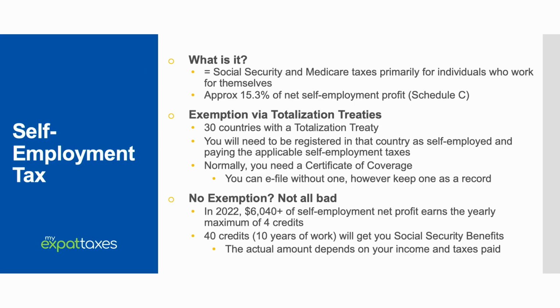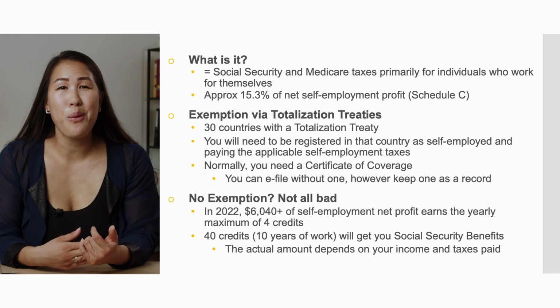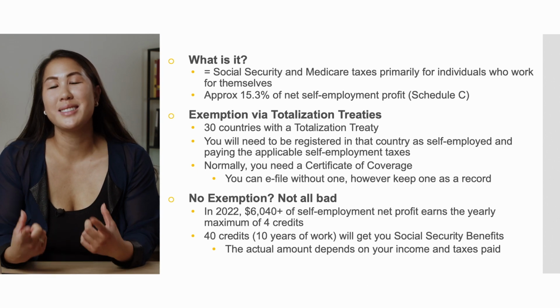So in order to claim the Totalization Treaty, it's a bit tricky because what you'll need is something called a certificate of coverage, which is notoriously hard to get. If you go to the local authorities in Germany, in Austria, and the UK, 1% of them may know what a certificate of coverage is. 99% of them will have no idea what this piece of paper is that you need to exempt yourself from US self-employment tax.